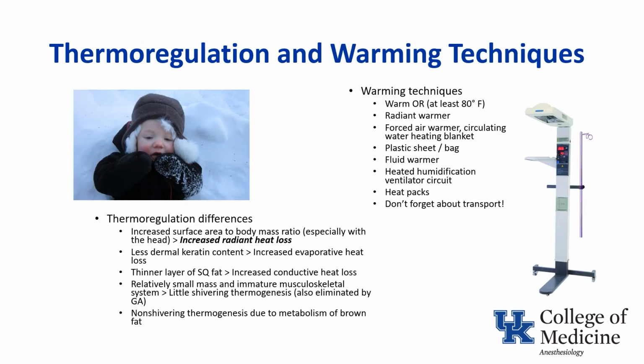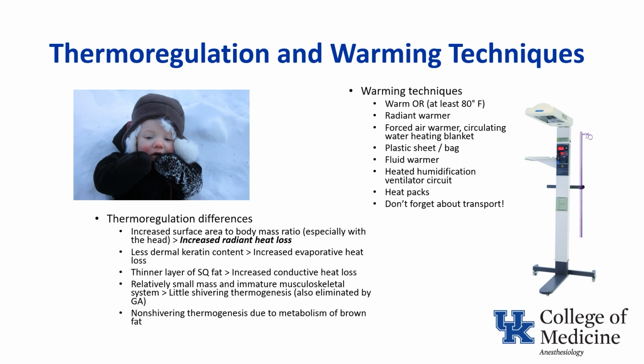Our last keyword is thermoregulation and warming techniques. So some of the thermoregulation differences in neonates and infants: they have an increased surface area to body mass ratio, especially with the head. This results in increased radiant heat loss. They also have less dermal keratin content, which leads to increased evaporative heat loss. They have a thinner layer of sub-Q fat, which leads to increased conductive heat loss.